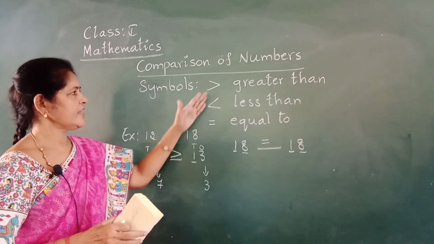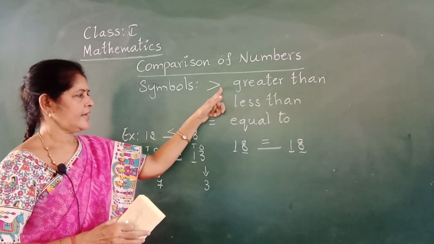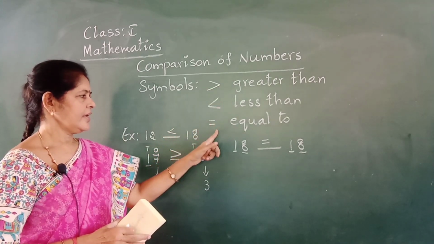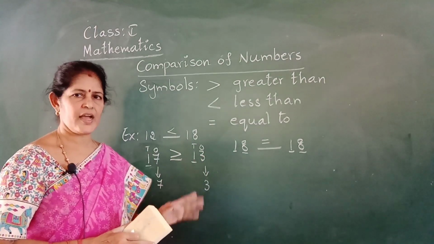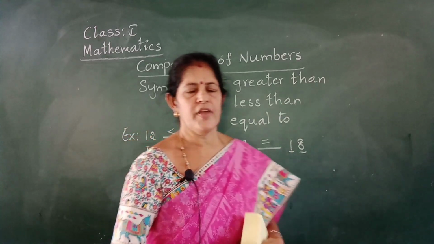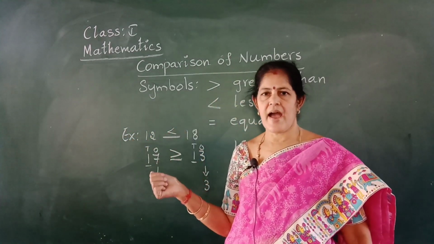This is using the correct symbol, greater than, less than, equal to, in the given two numbers. Understood the concept, my dear children? We continue in the next class.